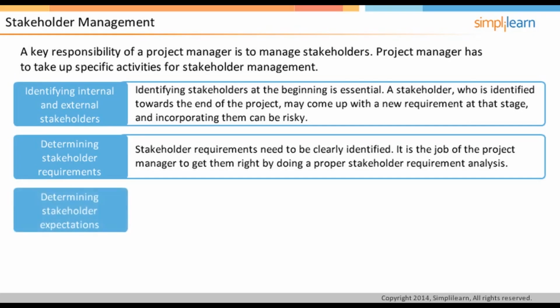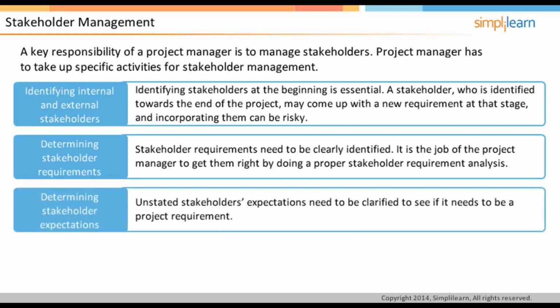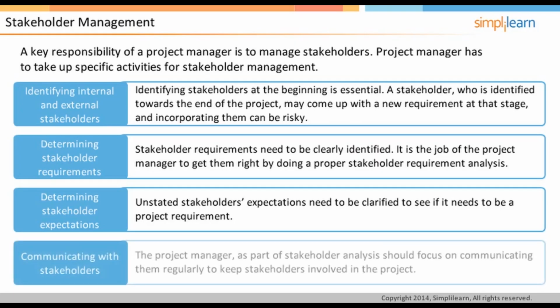Determining stakeholder expectations. Stakeholders might also have some unstated expectations, which need to be clarified to see if they can become a project requirement. It is again the role of the project manager to determine the stakeholder's expectation. Communicating with stakeholders. Once all the stated and unstated stakeholder requirements are known, the project manager, as part of stakeholder analysis, should focus on communicating them regularly to keep stakeholders involved in the project.